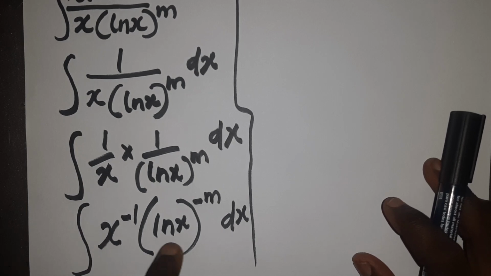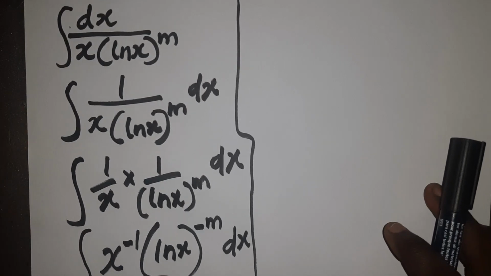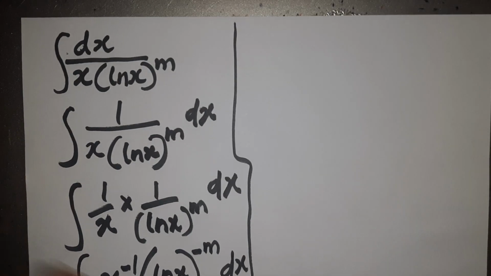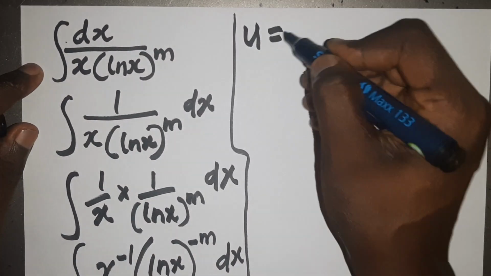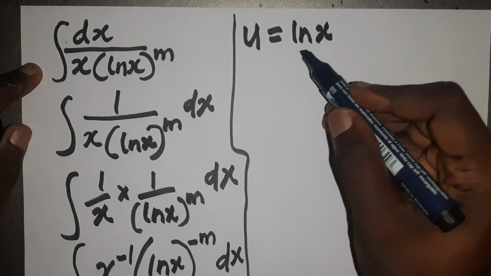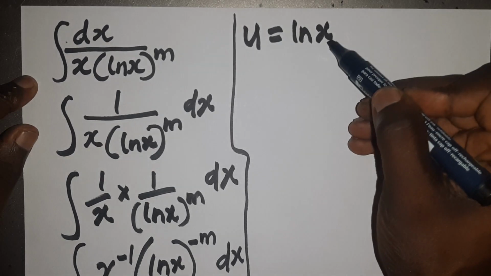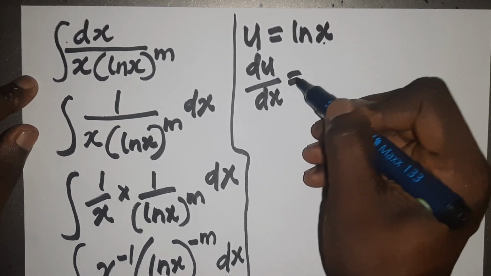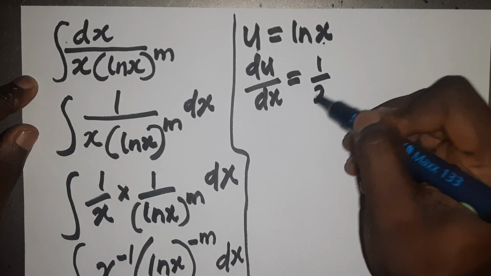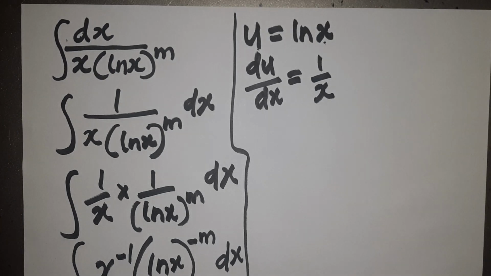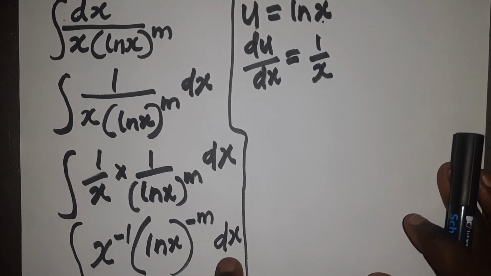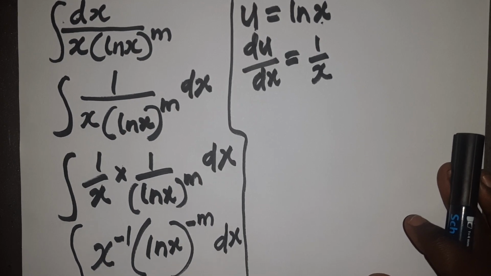So let's go there. I'm going to make my u to be what is in the bracket. We're going to use a U-substitution, which most times we call change of variable. So u is now going to be equal to ln of x. And of course, I'm going to differentiate with respect to x, so it's du dx. So du dx will be equal to, the derivative of ln of x is 1 over x. And since we are going to replace our dx here with a new value involving du, that's why it's actually called change of variable.